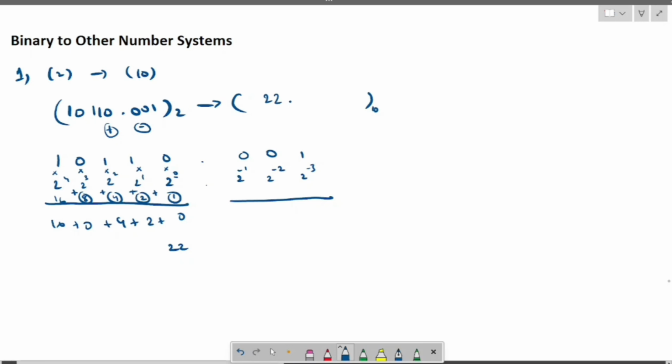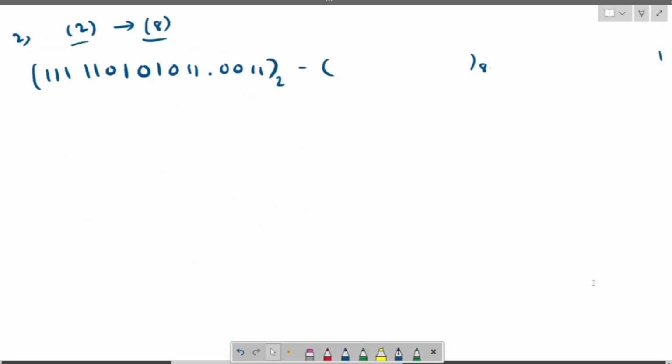Now after the decimal we need to find, right? So here it is 1 by 8. 1 by 8 is nothing but 0.125. Okay, so directly this will be cancelled out, right? 0.125. So it is 22.125. Try to convert from binary to octal. Okay, so this is a binary number, we need to convert to octal, base 8.